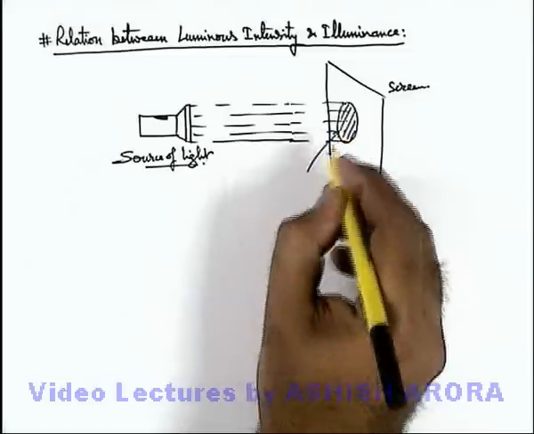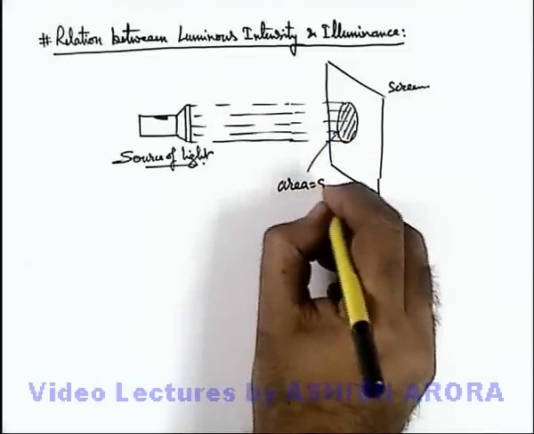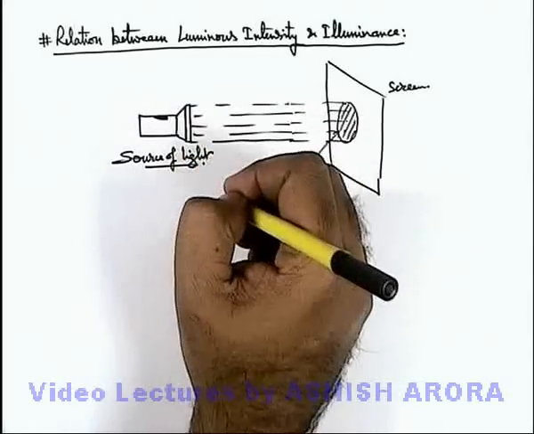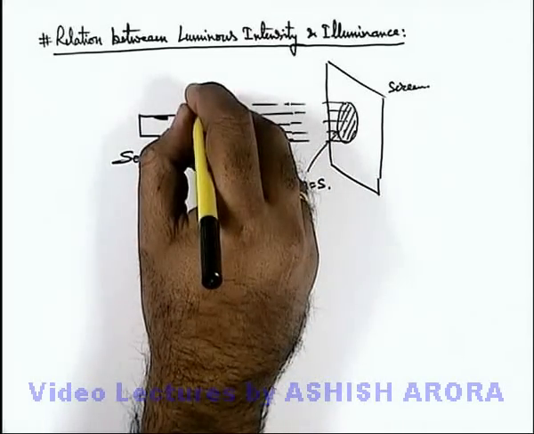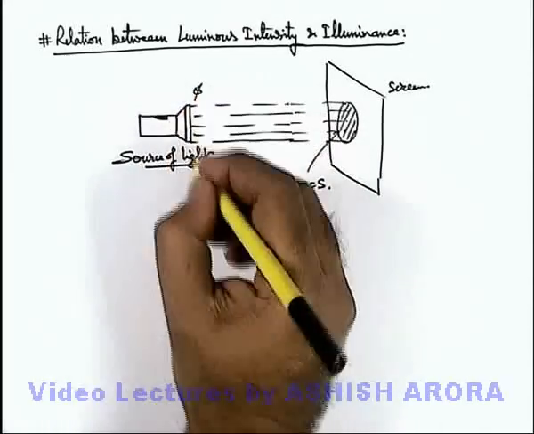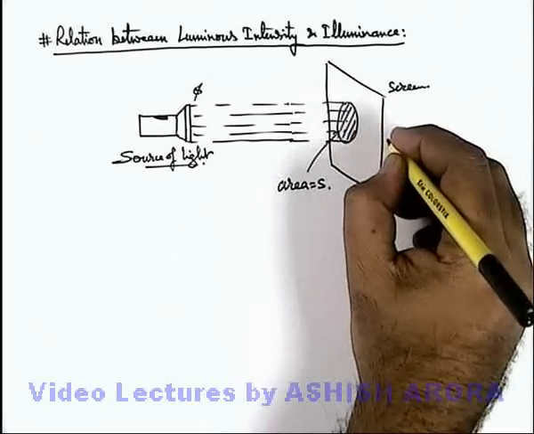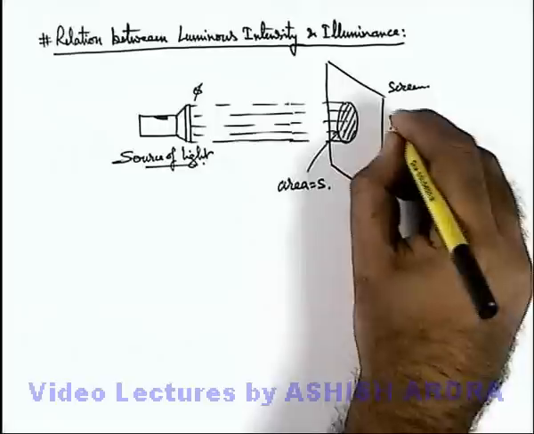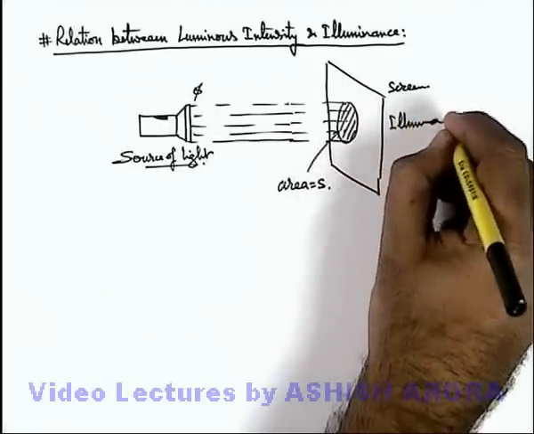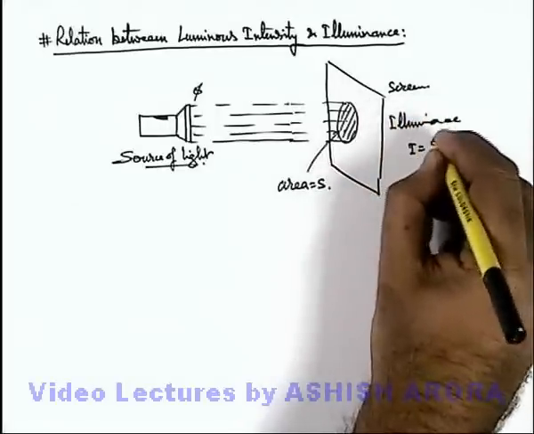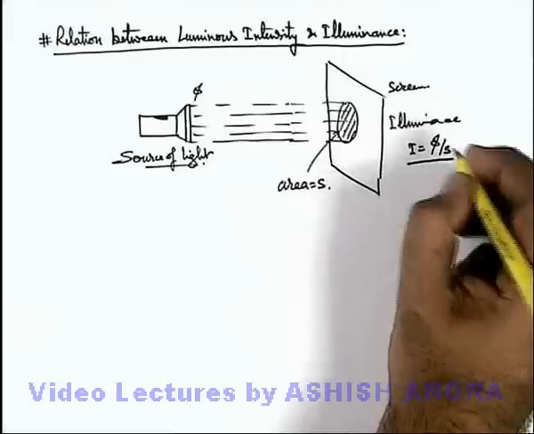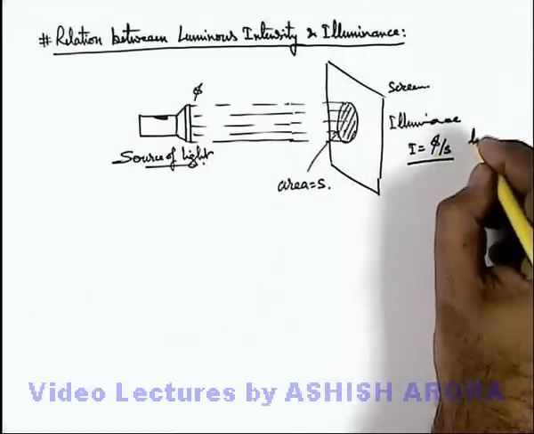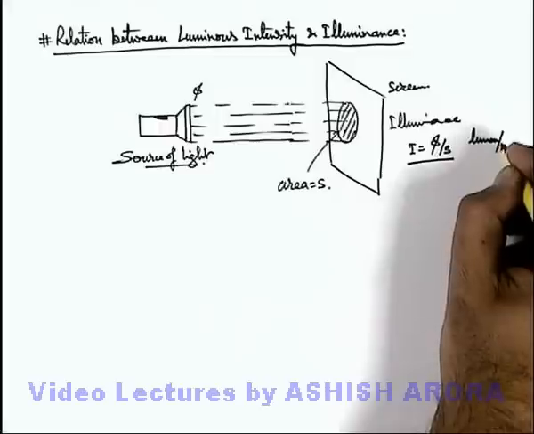Here, if we consider the area of this spot to be S and the total luminous flux which is emitted by this light source is considered to be phi, then on this surface of the screen where light is illuminating this bright patch, we can write illuminance I is equal to phi by S, which is written as the luminous flux per unit area, and its units are given in lumen per meter square.